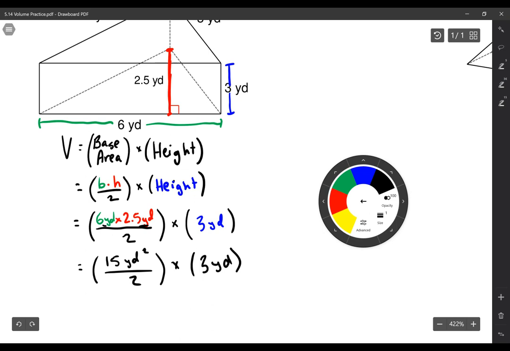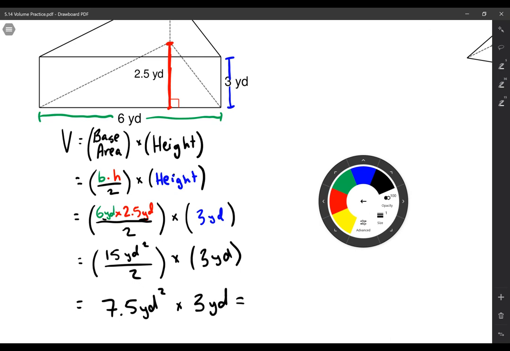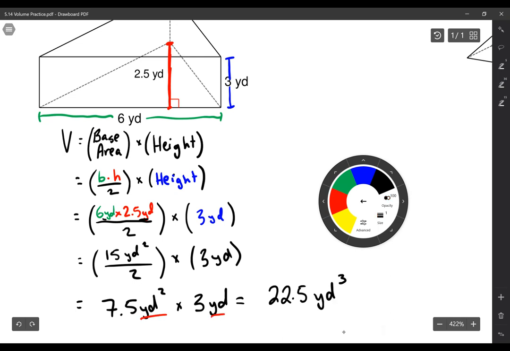So since we need to divide by the 2 and multiply by the 3 yards, I'll do the dividing by 2 first. So that ends up being 7.5 yards squared. And then we're going to multiply by that 3 yards. So that gives us our final answer, 7.5 times 3, of 22.5. And again, since we have yards squared and a yard, our final answer is in cubic units, or yards cubed. So that gives us the volume of the triangular prism.